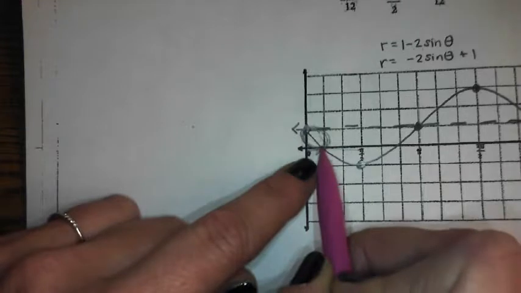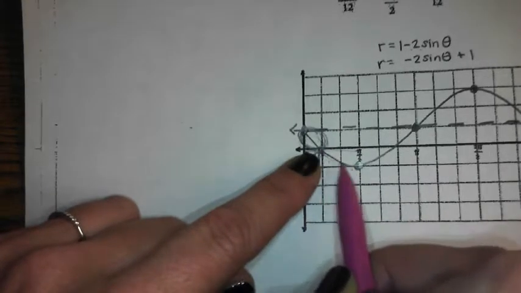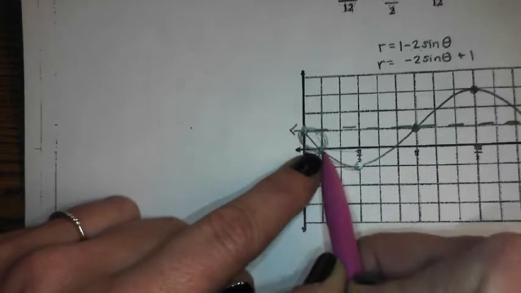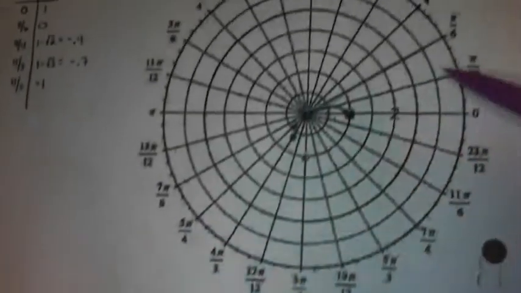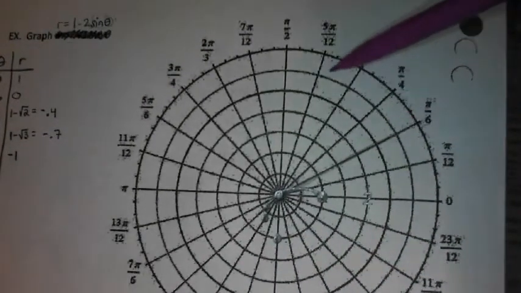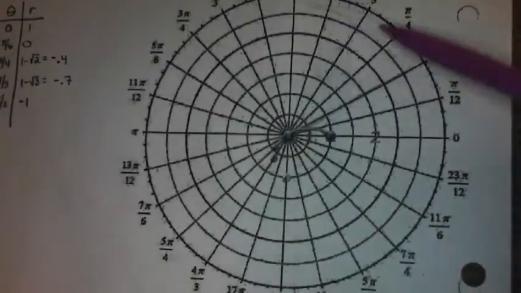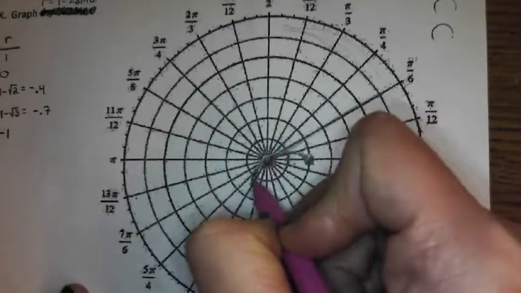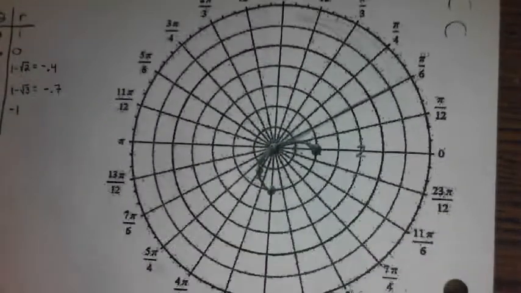Once you get beyond pi over 6 to finish out that first quadrant, you have negative R values. See how we're below the x-axis and we are negative. So once we get beyond pi over 6, all of these theta values in here, they are all paired with negative R values, which is why this went back into the third quadrant. Do we see that?